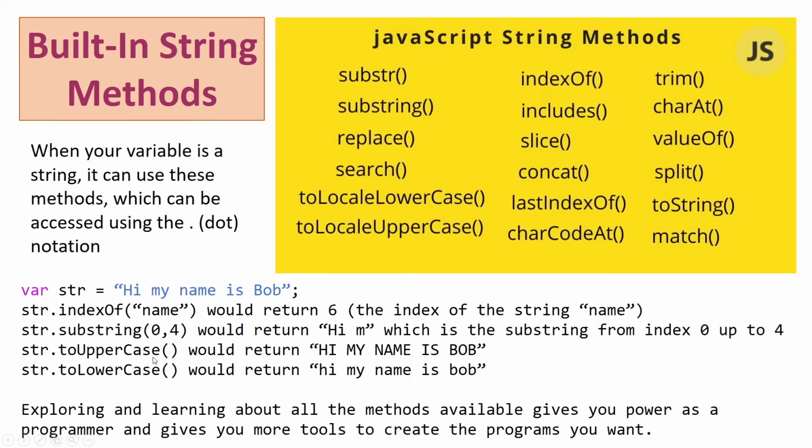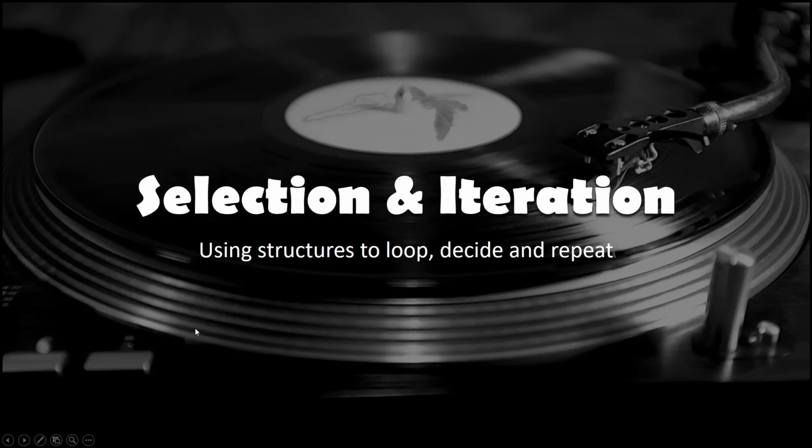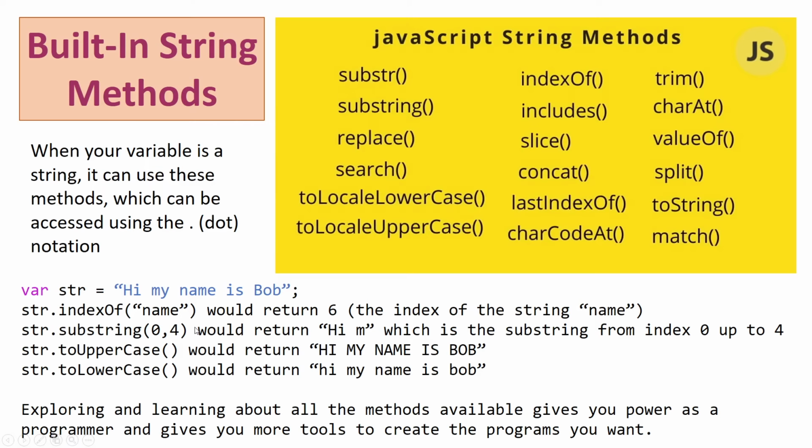This one would change the whole string to be uppercase. And this one would change it to lowercase. So there's all different kinds of things you can do. And there's a bunch of other stuff which you can do too. Quite useful if you need to. So those are string methods.